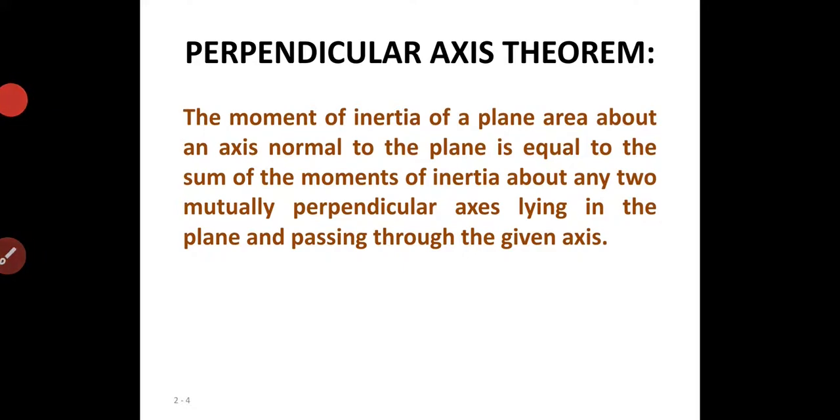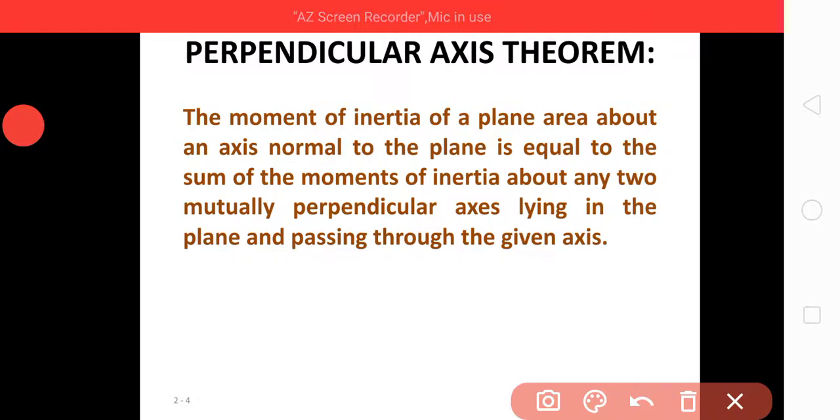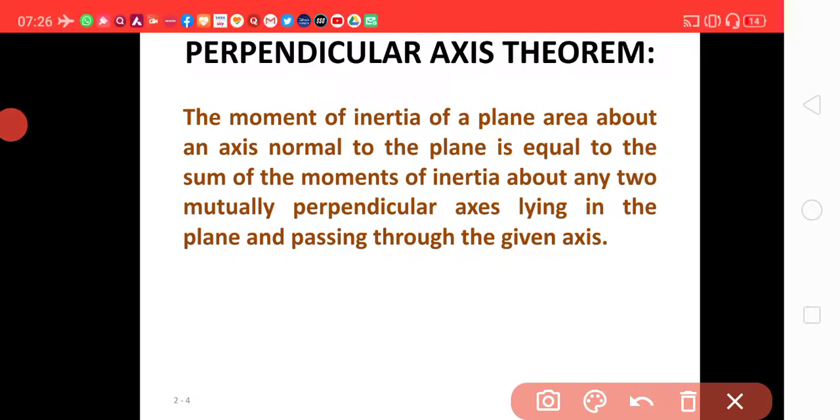Perpendicular axis form. The moment of inertia of a plane area about an axis normal to the plane is equal to the sum of moment of inertia about any two mutually perpendicular axes lying in the same plane and passing through the given axis.